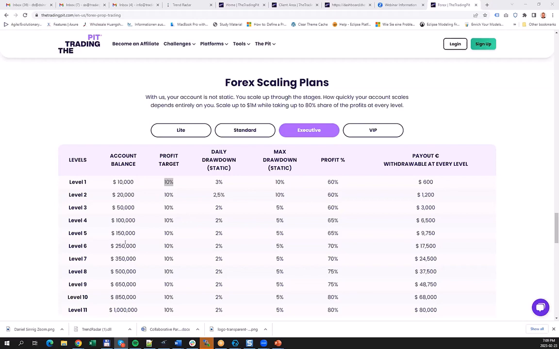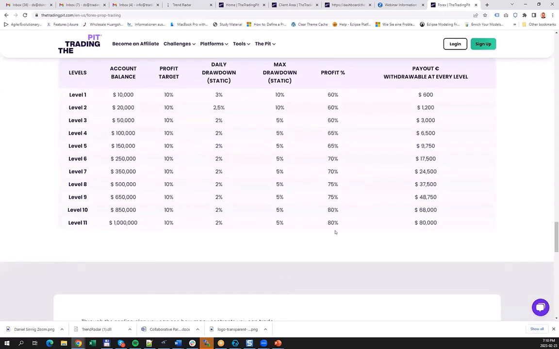All right, so as Christoph said, you can take as much time as you want to reach 10%, as long as you respect the daily drawdown, which is at 3%, and the overall drawdown at 10%. This column here is the profit split. It's at 60%. Once you reach your 10% profit target, you will split this profit 60-40 with the trading pit. You keep 60, the trading pit will keep 40. And as you go through the levels, this will be more advantageous to you: 65% at level 4, and then up to 80% at the highest level.